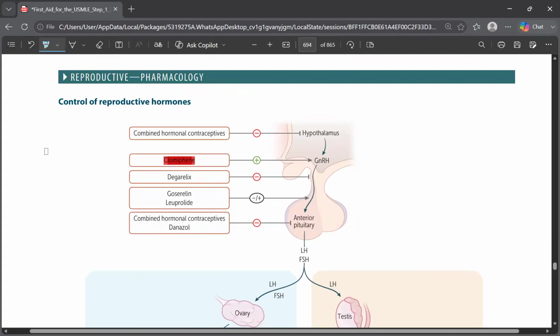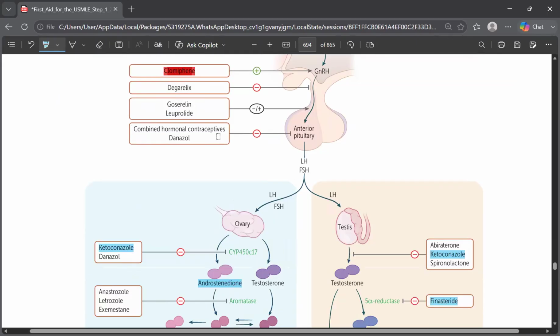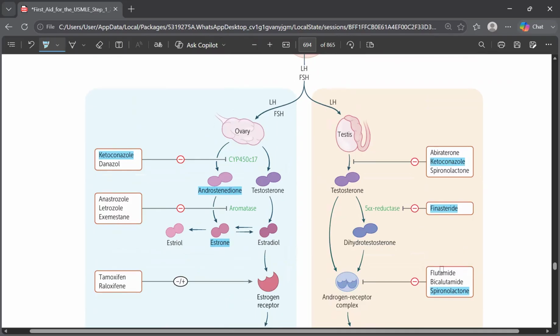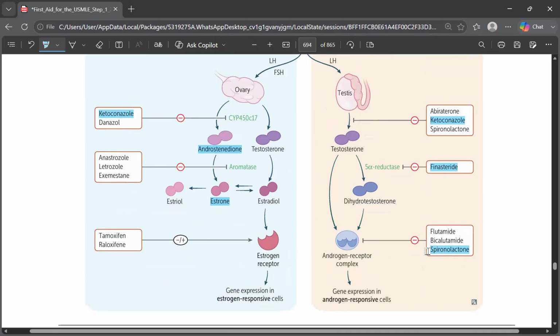So again, combined hormonal contraceptives act at two positions, the hypothalamus and the anterior pituitary. Danazol acts on two positions, the anterior pituitary and CYP enzyme. Ketoconazole acts on the CYP enzyme and the testosterone formation, and spironolactone also acts on the androgen receptor complex as well as the testosterone production.